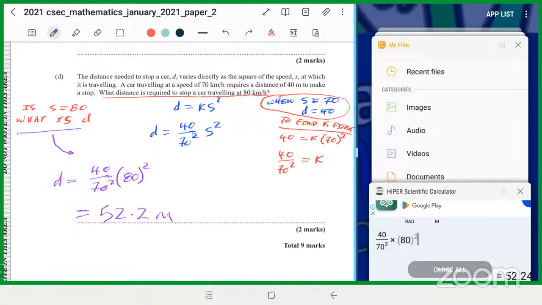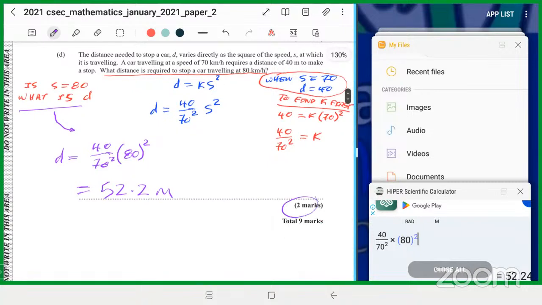There's a way to do it without finding the k. It's worth two marks, and I don't want to find it. So we still have to get this formula right. We're not going to find the actual value of k. It's almost the same thing. We still have to set this up.